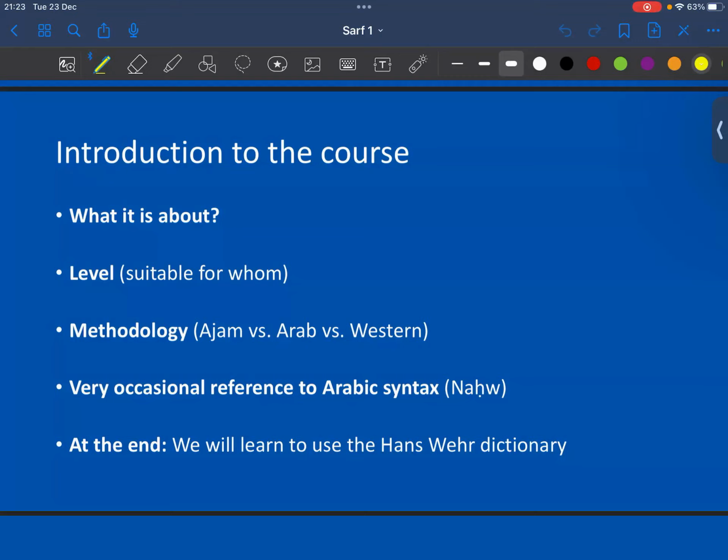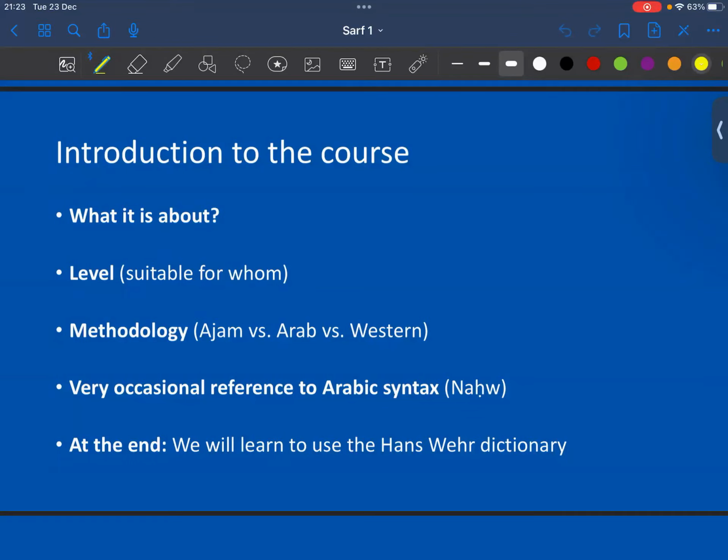Now, there are different methodologies in the teaching of Ṣarf employed in the Ajami world, the Persian, Indian subcontinent, and Turkish world, the Arab world, and in the West. The Ajami method focuses more on the memorization of verb tables. The Arabic method is more practical, and the Western method employs Western grammatical terminology to explain the rules of Arabic morphology. Each of these methods has their strengths and their weaknesses.